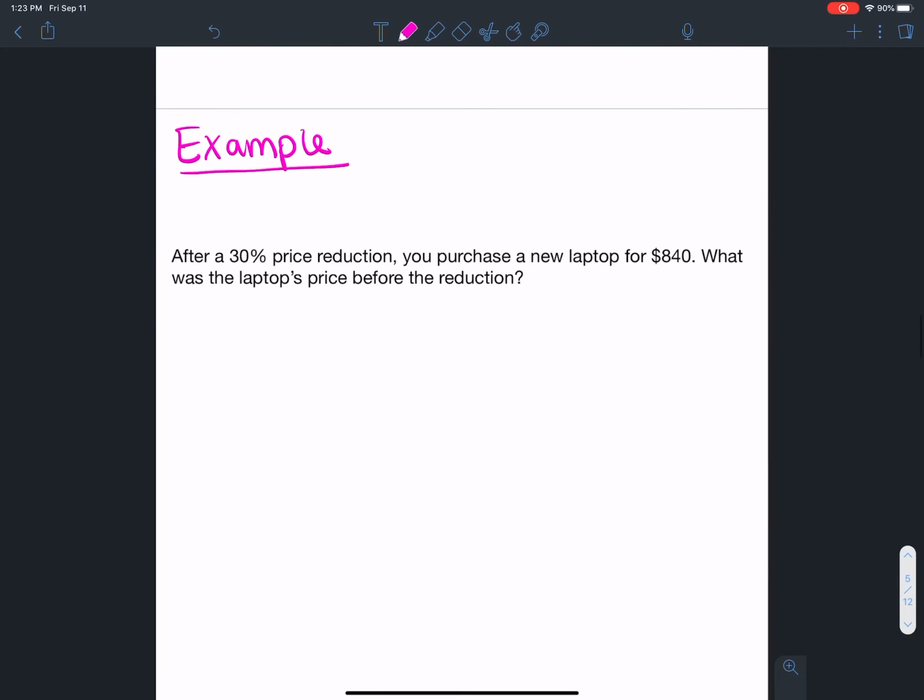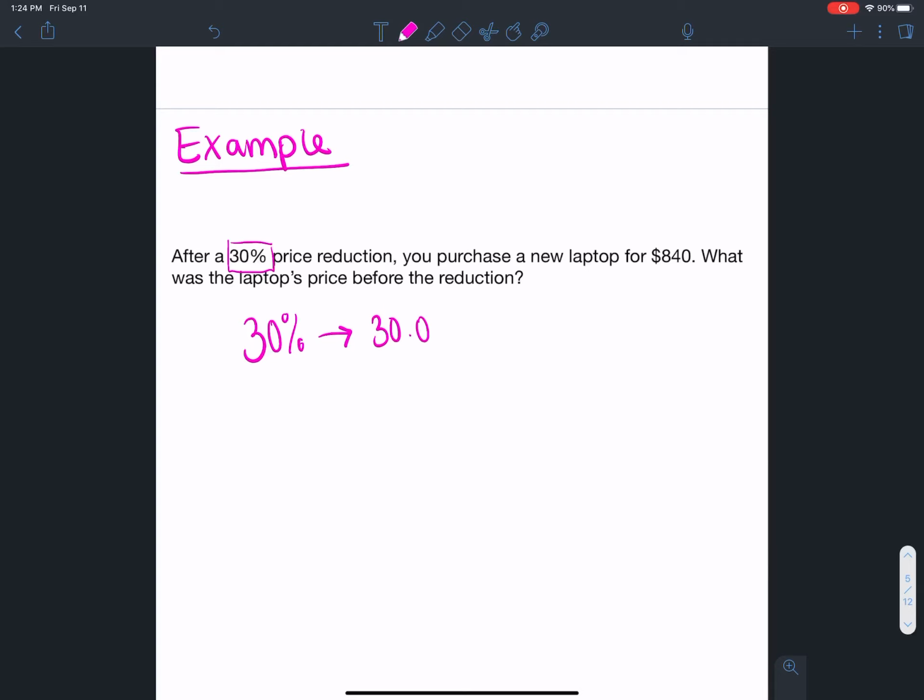Okay, let's do another example. After a 30% price reduction, you purchase a new laptop for $840. What was the laptop's price before the reduction? Okay, well, let's take a look at 30% real quick. 30%. We can call that 30, right? And if you put 0.0, that's just still 30.